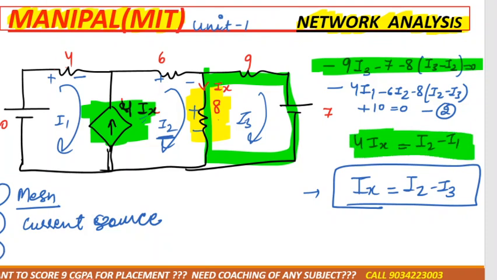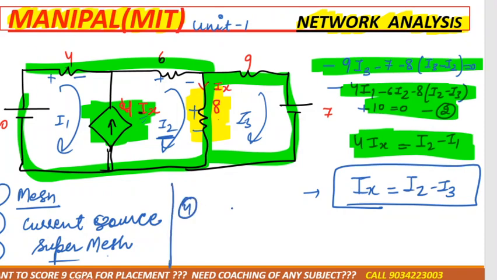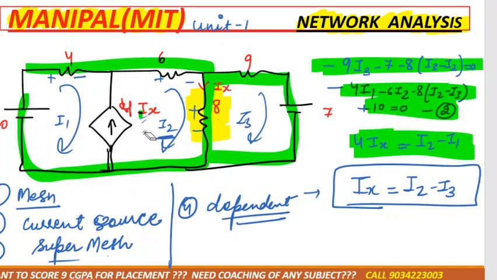Okay. Third equation you need to make from the super mesh. Which one is the super mesh? Super mesh is this one, this equation, right? Now the last equation, fourth equation, you need to make from the dependent source. What is it depending on? Current, right? It depends on current, this current Ix. So Ix is equal to I2 minus I1.